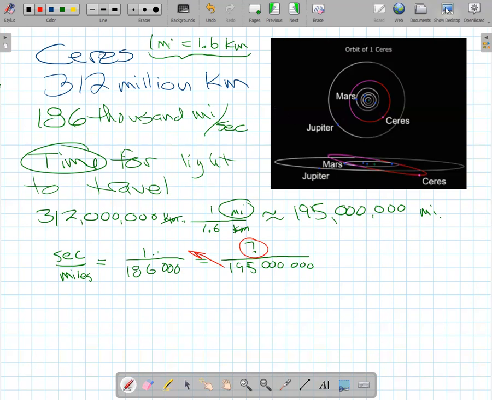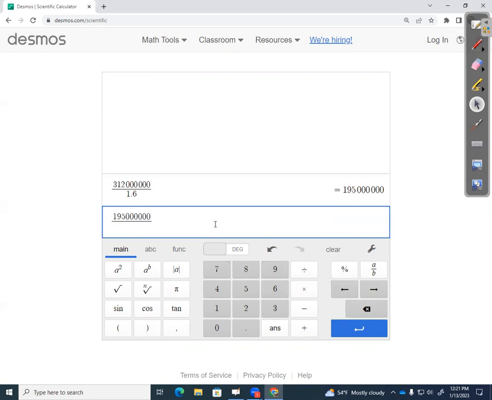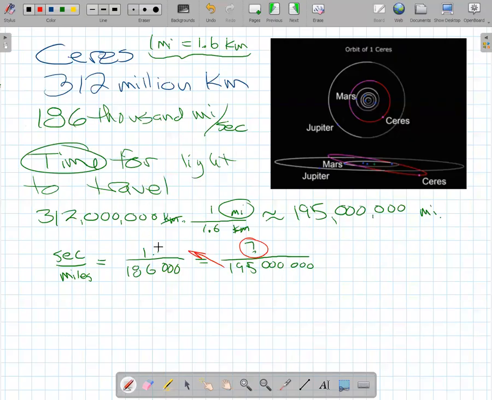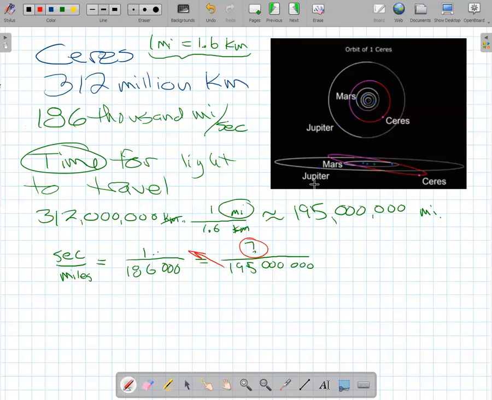Calculator. So I'm going to take that 195 there, and I could just use the previous answer button, but I'm typing it, divided by the 186,000, and Desmos adjusts with some spaces there. I think I have them typed right. Check my notes. That's right. All right, so I'm getting 1,048 roughly. Let's just call it that. All right, so the missing number of seconds is 1,048 seconds.